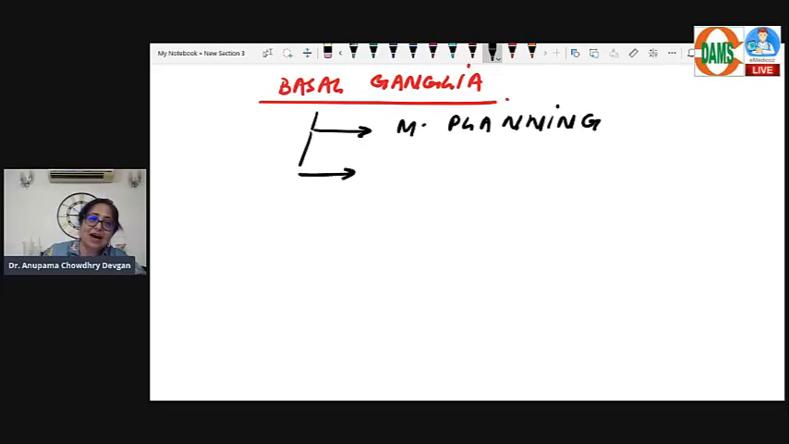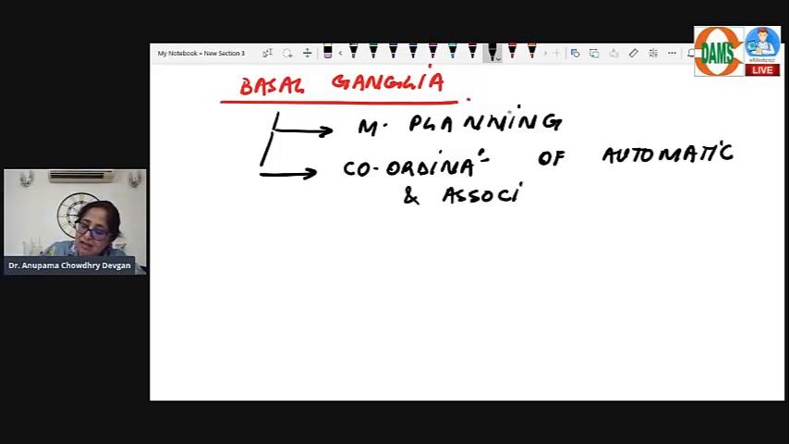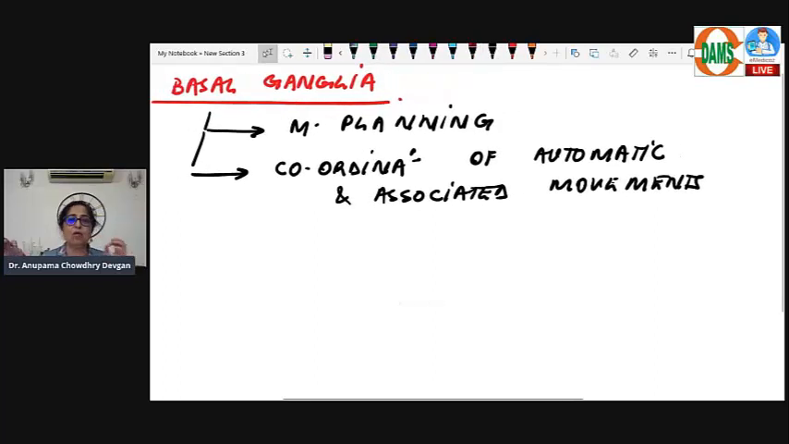And basal ganglia are also involved in coordination. Basal ganglia is involved in motor planning and in coordination, right? These are involved in coordination of the automatic and associated movements. See, the cerebellum is involved in coordination and the basal ganglia is also involved in coordination. So this is involved in coordination of automatic and associated movements.